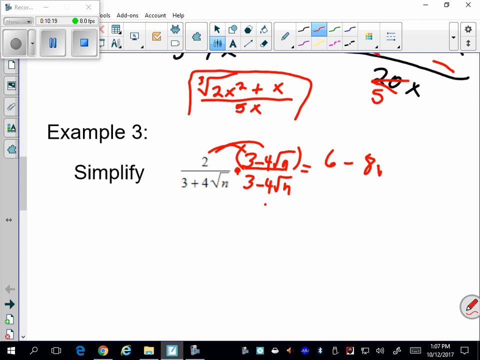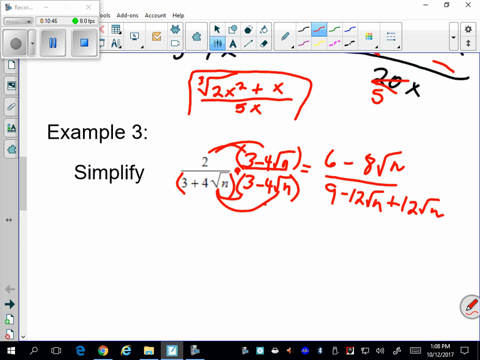over, and then in the denominator, you've got to FOIL it out, double distribution. 3 times 3 is 9. 3 times negative 4 square root of n is negative 12 square root of n. 4 square root of n times 3 is positive 12 square root of n. And 4 square root of n times a negative 4 square root of n is negative 16 square root of n squared.